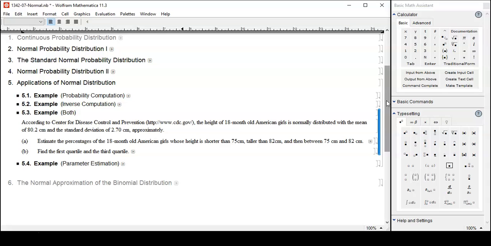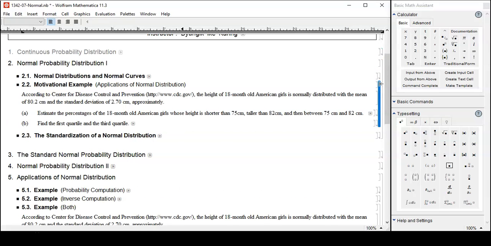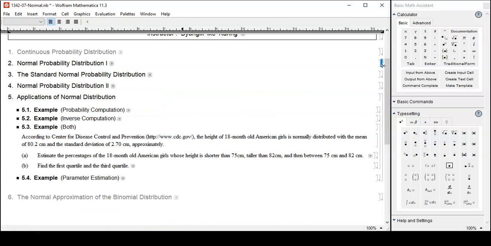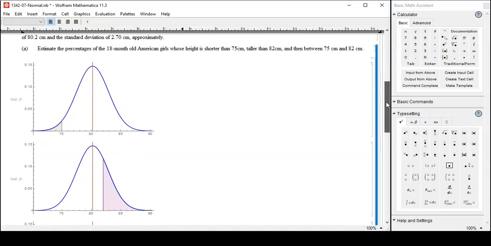Okay, here's another problem, and by the way, do you recognize this problem? It's the very same as the motivating problem that we went through. No, we didn't actually go through. I just used it here as a motivational problem. According to CDC, the height of 18-month-old American girls is normally distributed with a mean of 80.2 centimeters and a standard deviation of 2.70 centimeters approximately.